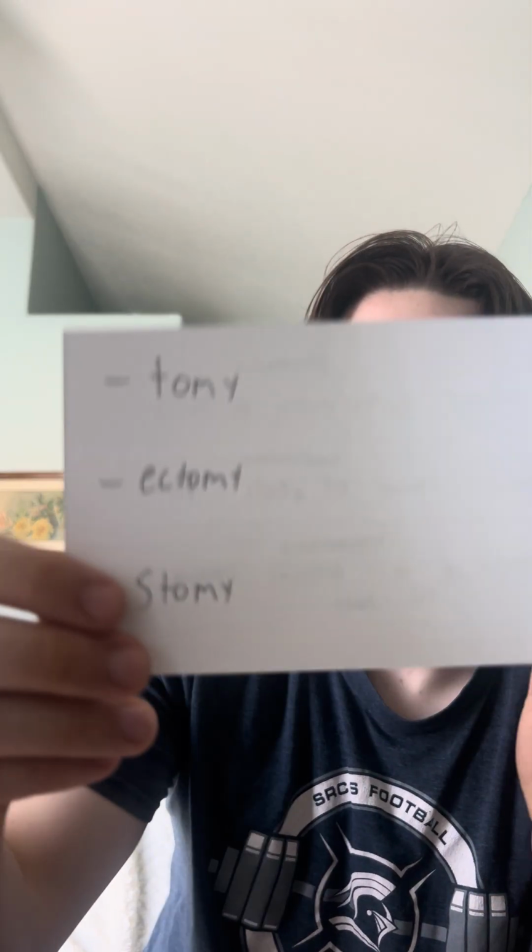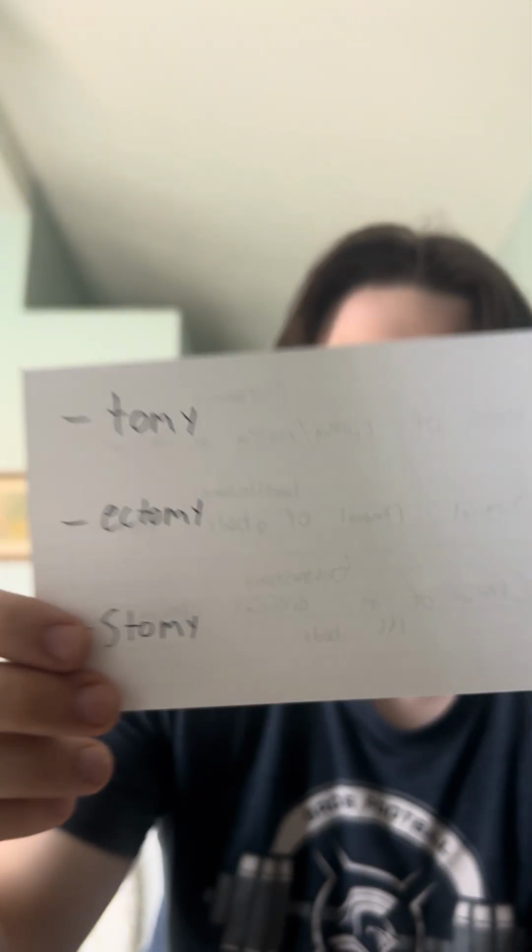Tomy, ectomy, and stomy. Tomy is the process of cutting or making an incision. Think phlebotomy. Ectomy is the surgical removal of body parts, organs, whatever. Tonsillectomy. And gastrostomy, or stomy, is the creation of an artificial opening.